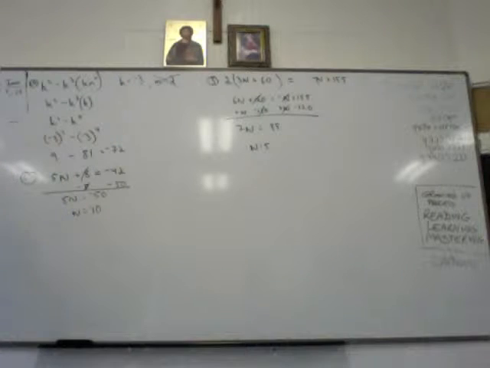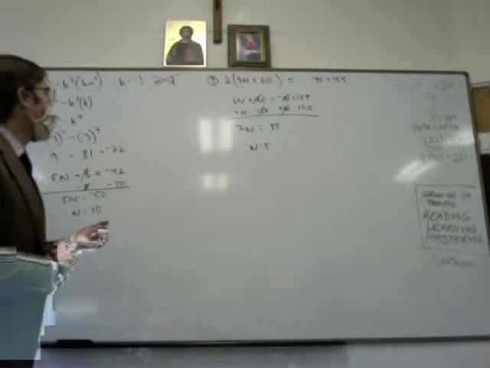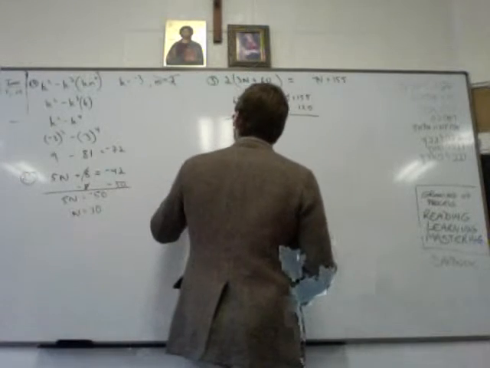Questions about either of these? Or any other problems from the homework? Number 28. Okay, we're finding the area. What kind of shapes do we have there? A triangle and half of a circle, a semicircle. So the triangle, how do we find the area of the triangle here, 28?